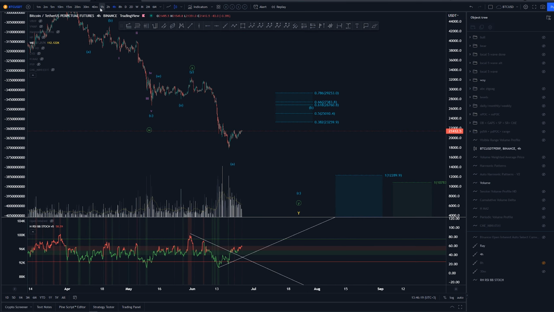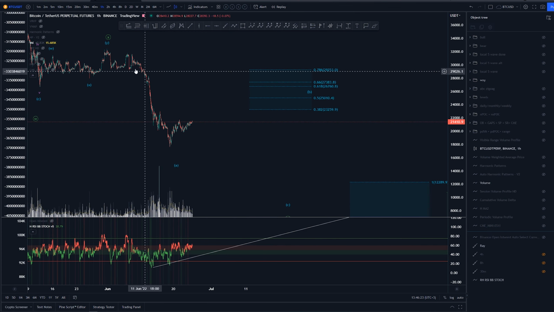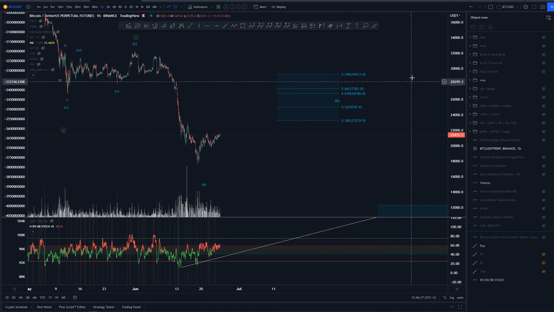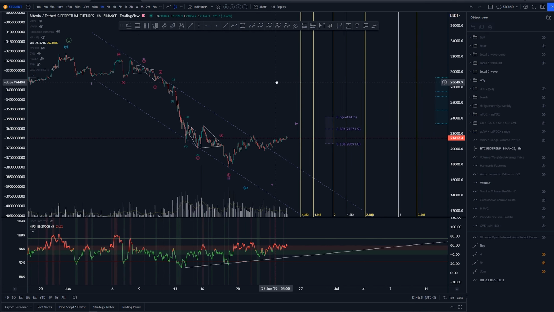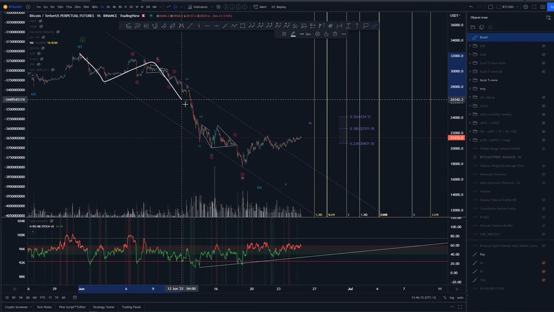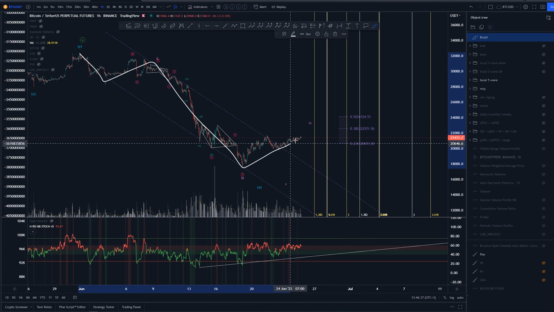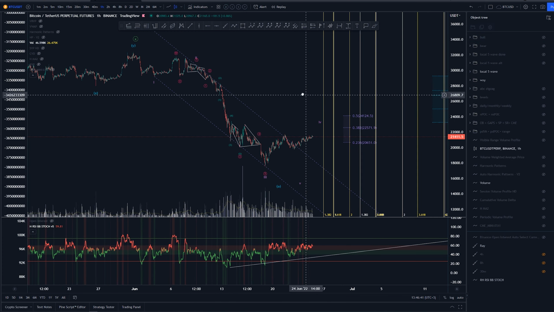Now let's zoom into this structure here at last. So again, on this one we were looking for A, B and C coming down. At the moment we have two different options. We have this as a 1, 2, this whole structure as a 3, looking for wave 4 and then 5. Now wave 4 is getting really extended.